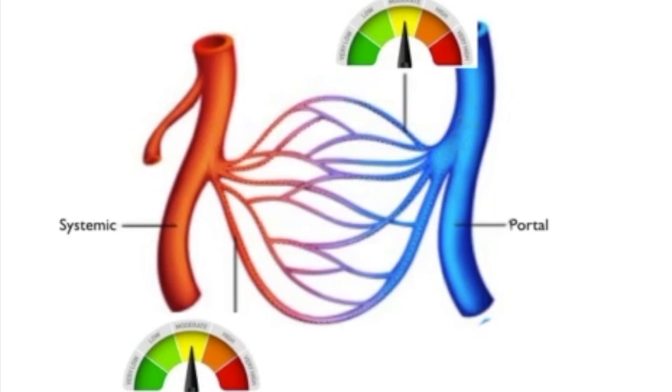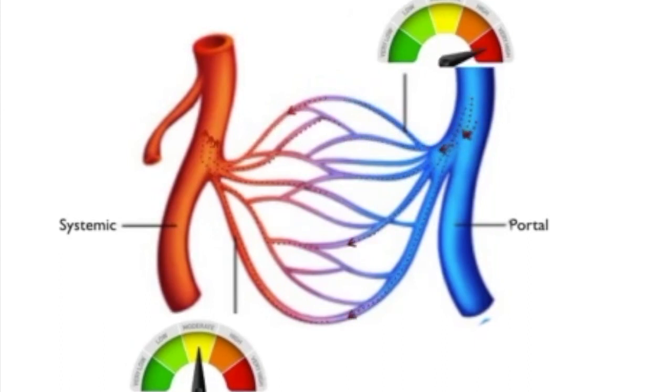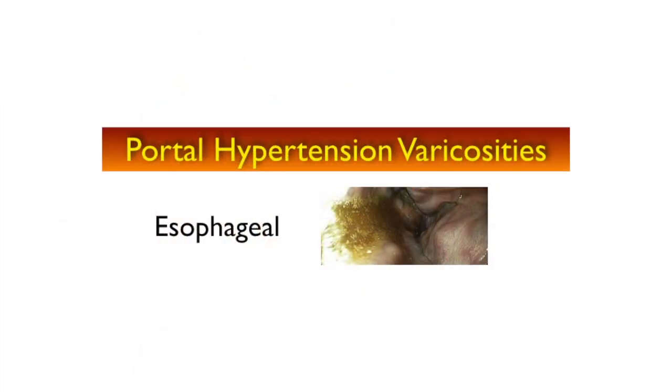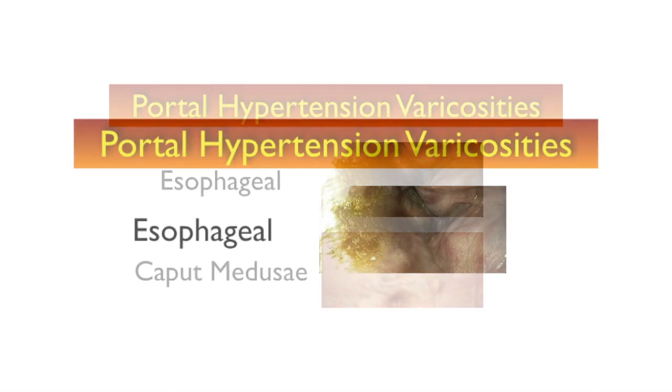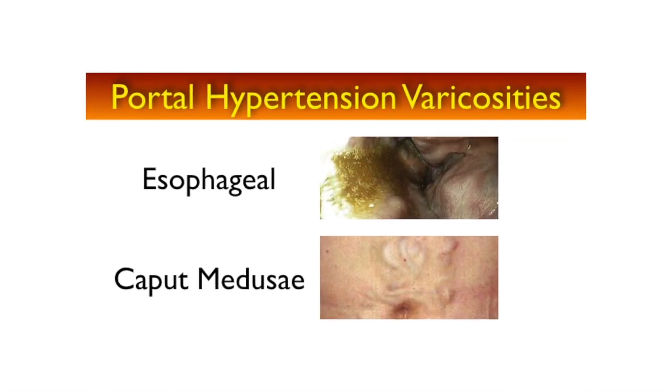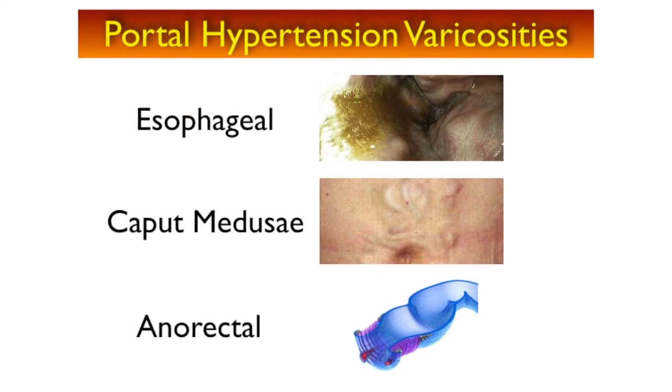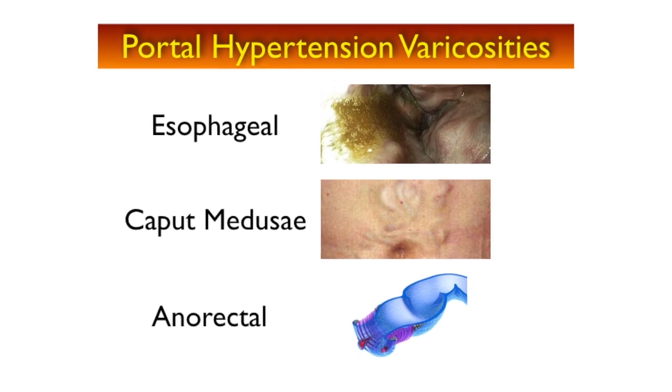In this video, we will discuss the three common types of portosystemic anastomosis, which are esophageal varices, caput medusa, and internal and external anal rectal varices, also known as hemorrhoids.